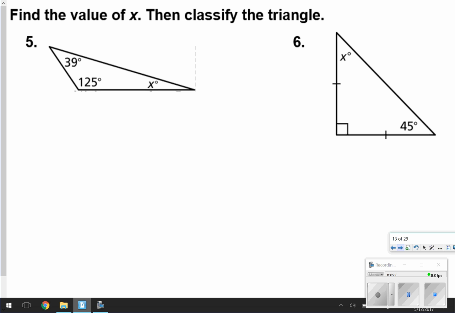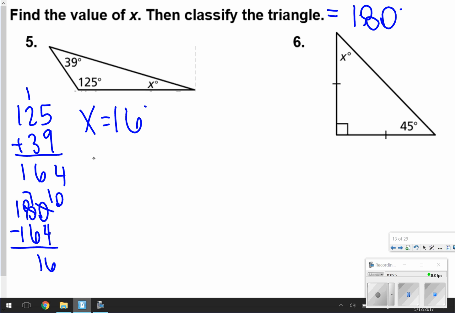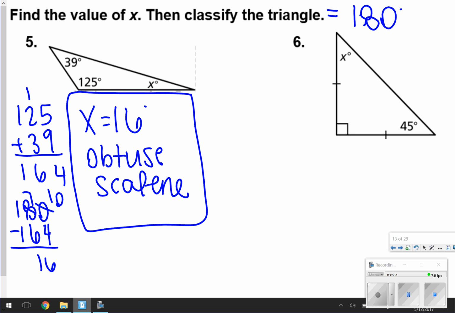Number 5 and 6 both say find the value of x and then classify the triangle. I know that all triangles are equal to 180 degrees. In number 5, I already have 125 and 39 degrees, which give me 164 degrees. To figure out what is left over, I subtract 164 from 180. I get 16 degrees. So for number 5, x is equal to 16 degrees, and this would be considered an obtuse scalene. Make sure you did both of those things, finding out the degree measurements and saying what the triangle is.